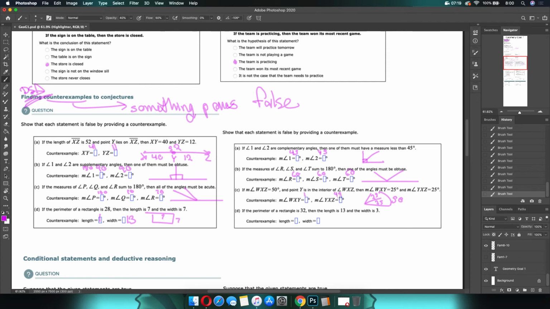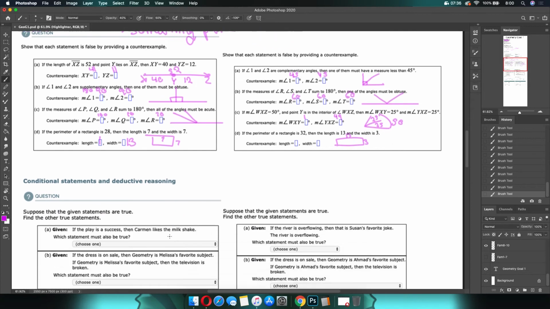How about that? Next one, they're going to give it to you again, another perimeter one. The perimeter is 32. That means 13 and 3 are the only options. And the question is, is that actually the case? No. We can come up with any bunch of numbers we want for counterexamples.